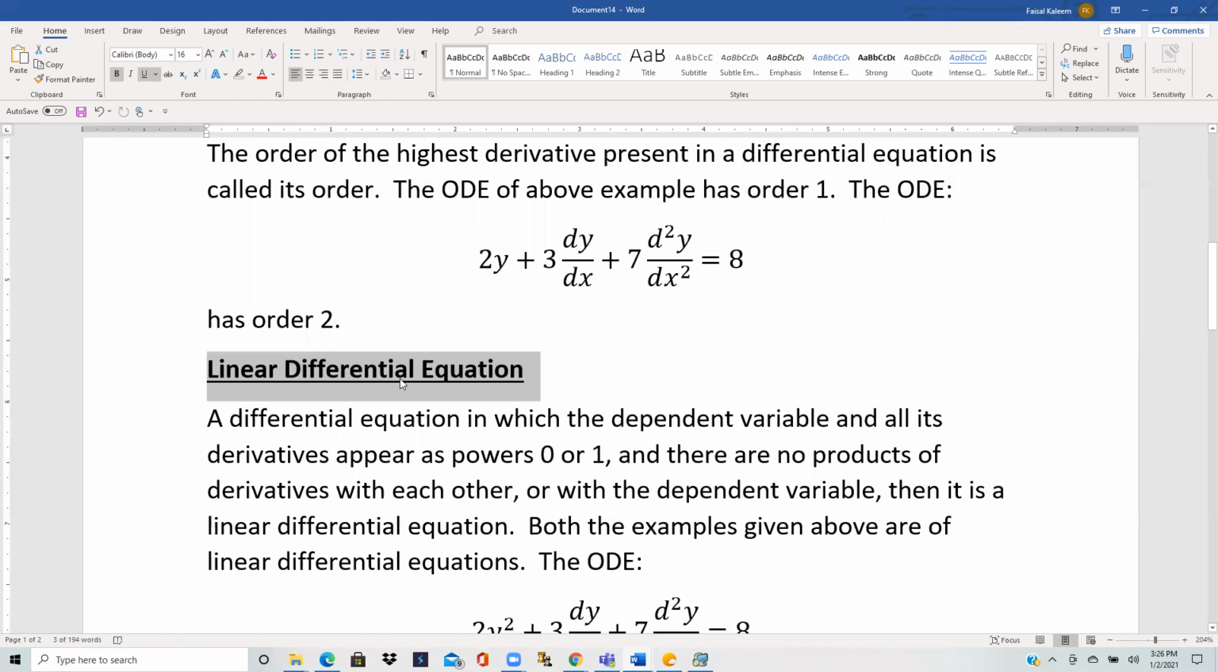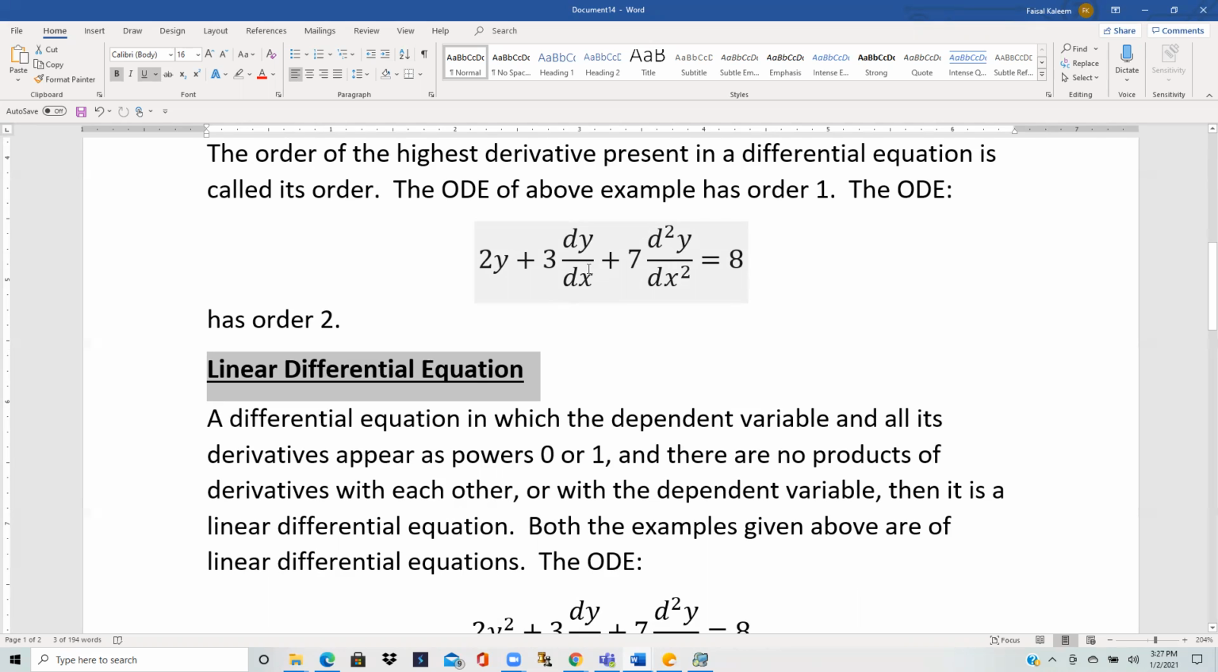Then we have the linear differential equation. A differential equation in which you have only derivatives and the dependent variables of power 0 or 1 is called a linear differential equation. For example, this is a linear differential equation because y is the dependent variable, and its power is 1. And if the y term was missing, then its power is 0. That's fine as well. And then we have this derivative dy by dx.